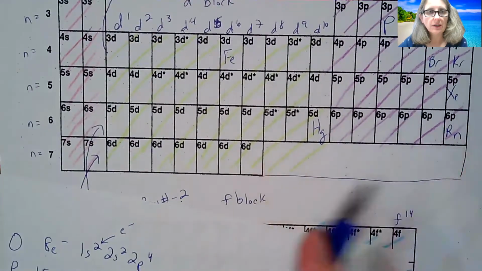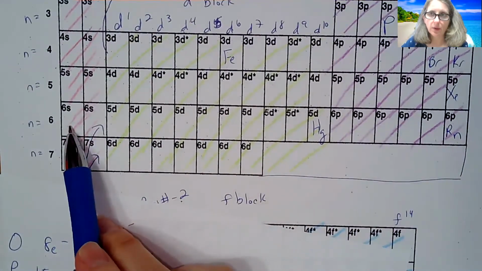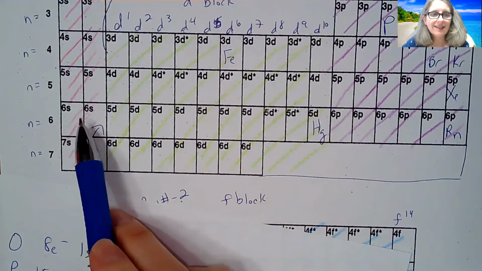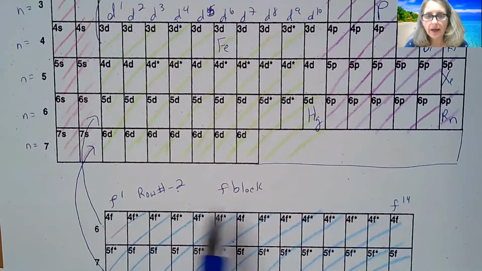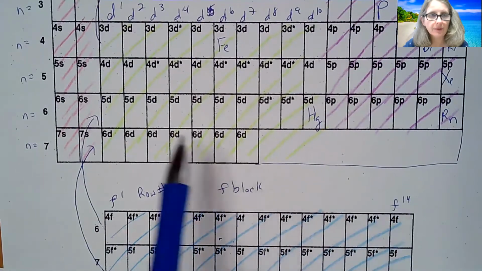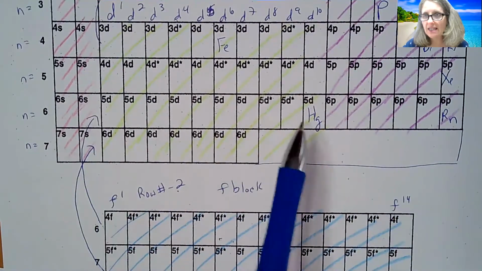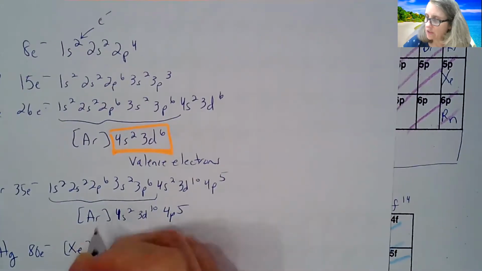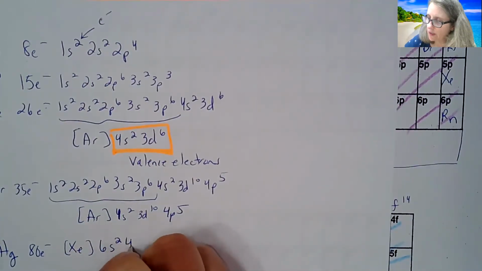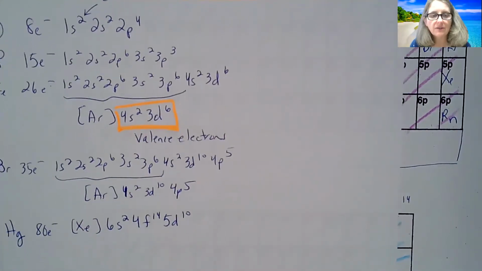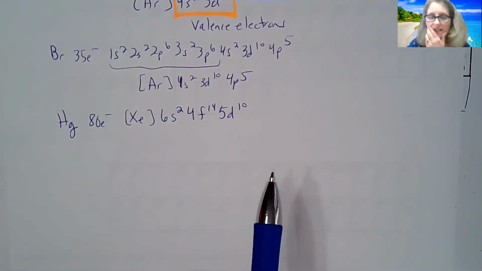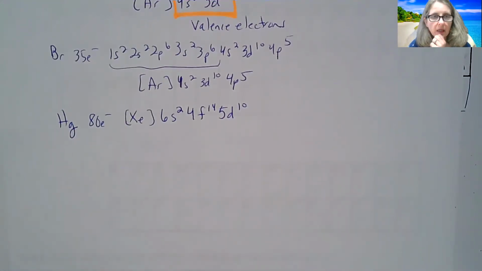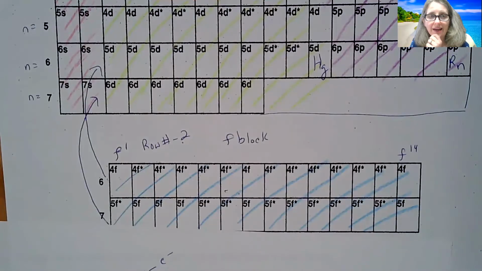So if I go over here, I'm in the 6th row. So it goes 6s2, s always has 2. Then it goes 4f14, then it goes 5d10. So I'm going to write that out. So it goes 6s2, 4f14, 5d10. All right, so that's how you incorporate the F block.